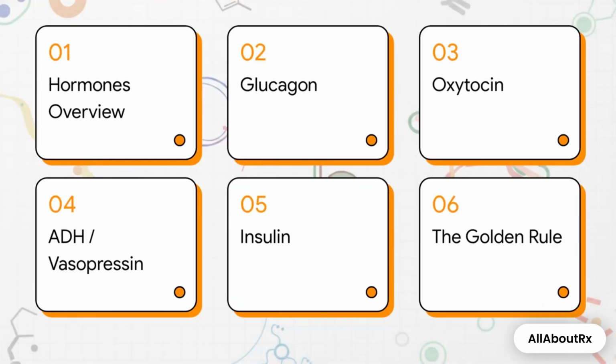Here's our agenda for today's explainer. We'll kick things off with a quick overview of proteinous hormones, then dive right into glucagon, followed by oxytocin, ADH, and insulin. Finally, we'll wrap the whole thing up with a massive clinical takeaway we call the Golden Rule.